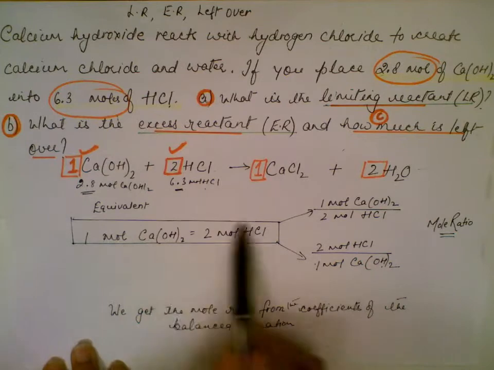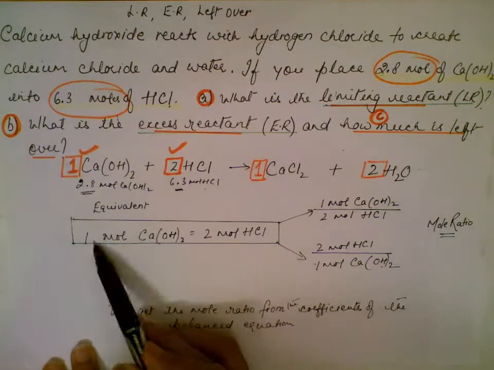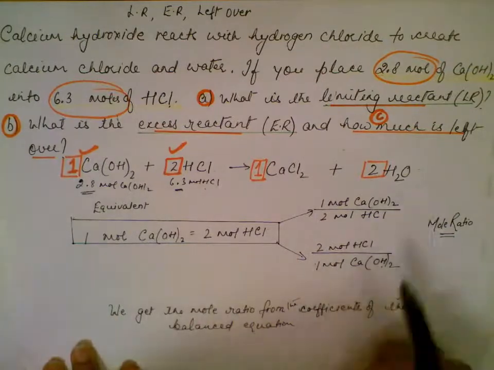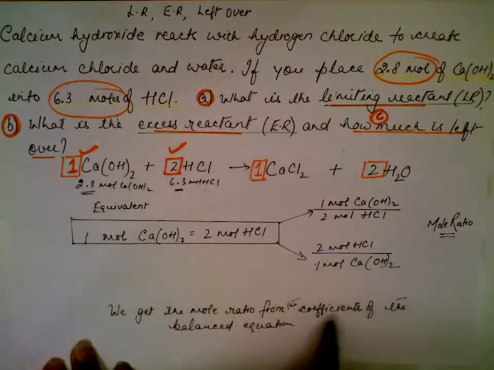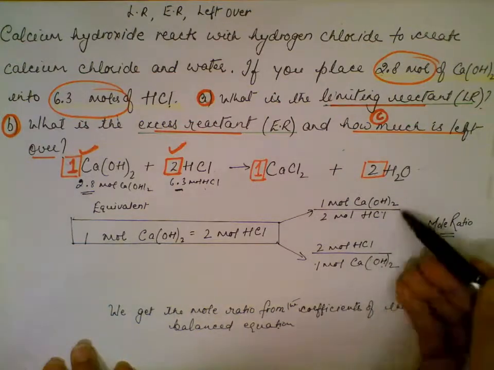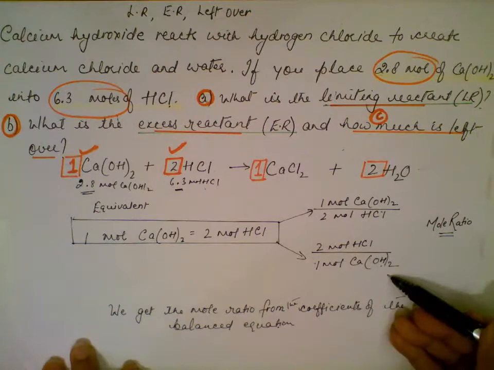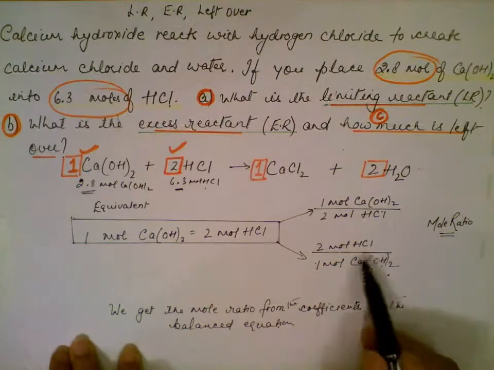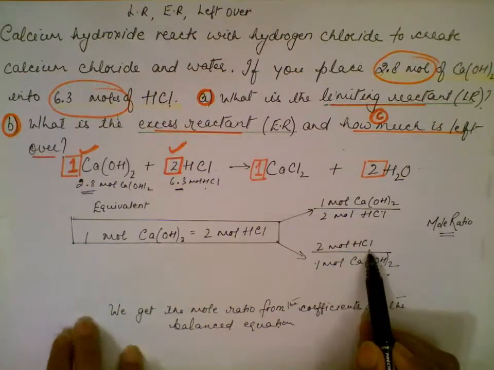So here is the equivalent again, and these numbers are coming from the coefficients of a balanced equation. We get the mole ratio from the coefficients of the balanced equation. These are the mole ratio. Which fraction are we going to use? Again, it depends on the problem. Like, for which one are we solving? Are we solving it for calcium hydroxide or for moles of hydrogen chloride?